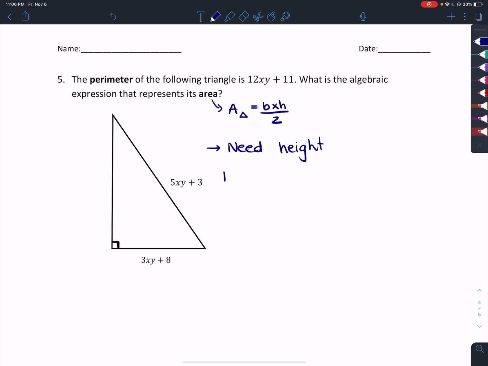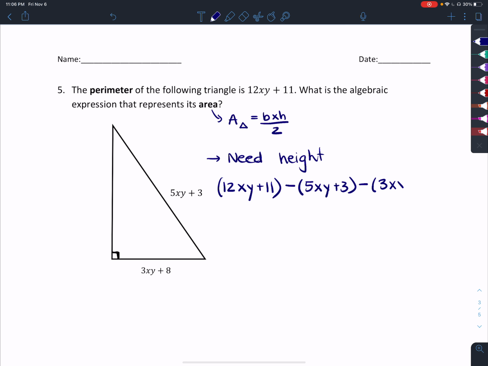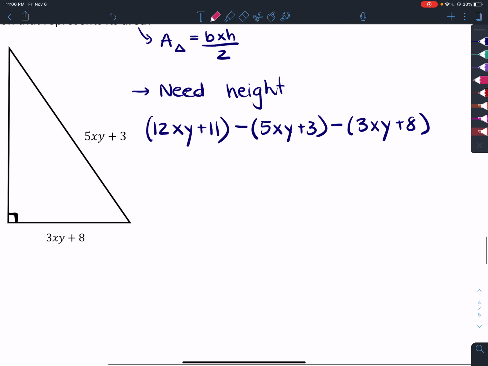We're going to take the perimeter. So we have 12xy plus 11. We are going to subtract each side. So we're going to subtract 5xy plus 3. And we're going to subtract 3xy plus 8. There's a couple different ways to do this. Some of you also added up these two sides, got a number, and then subtracted that. That's fine as well. Both methods will work.